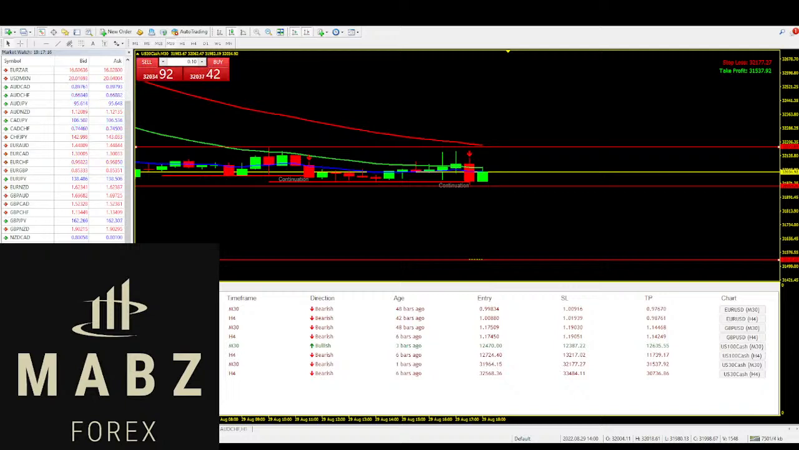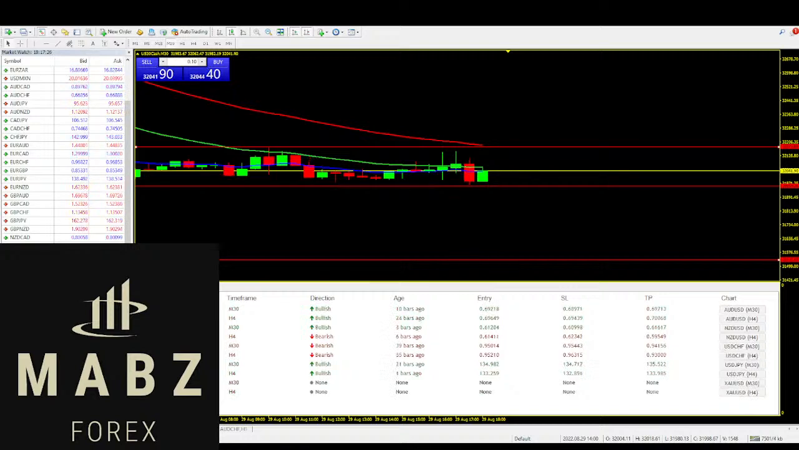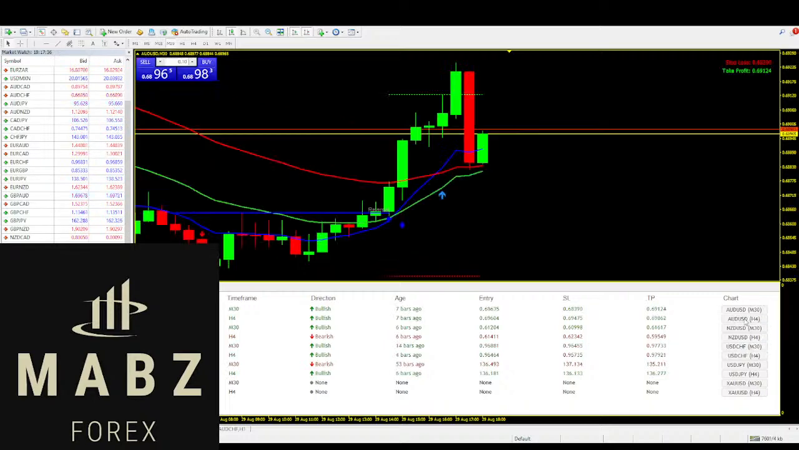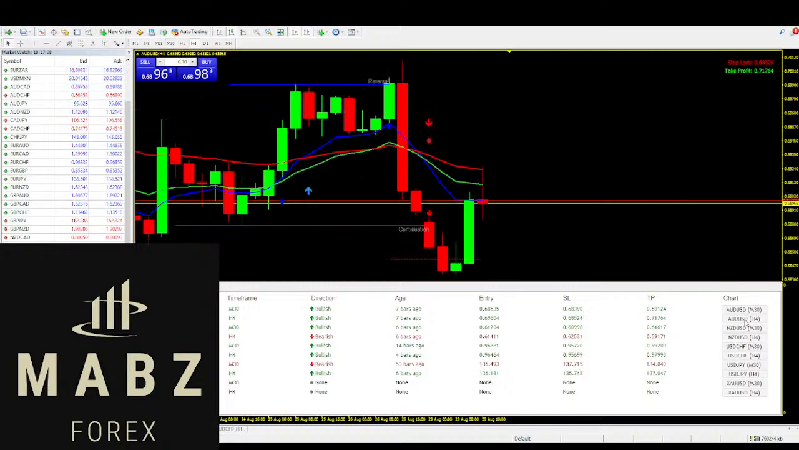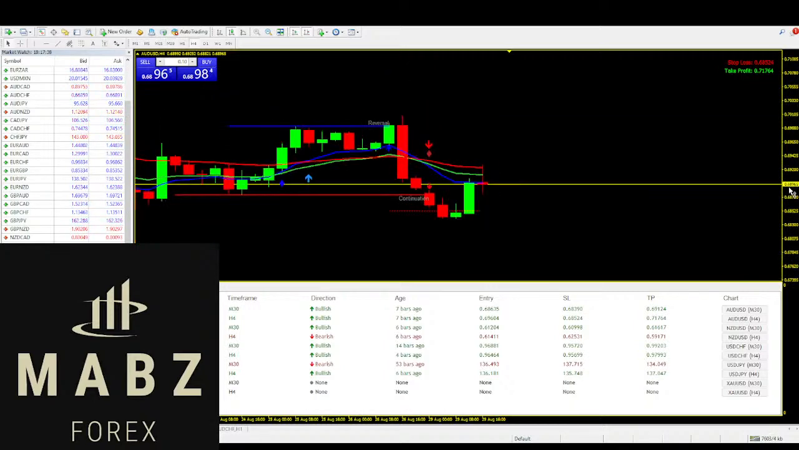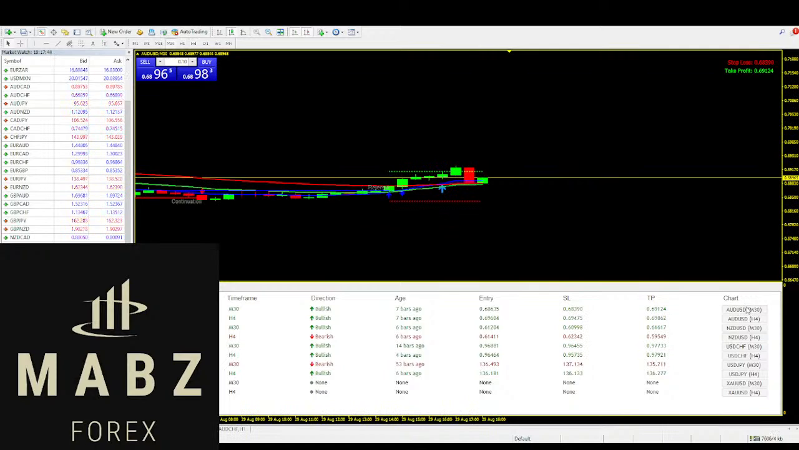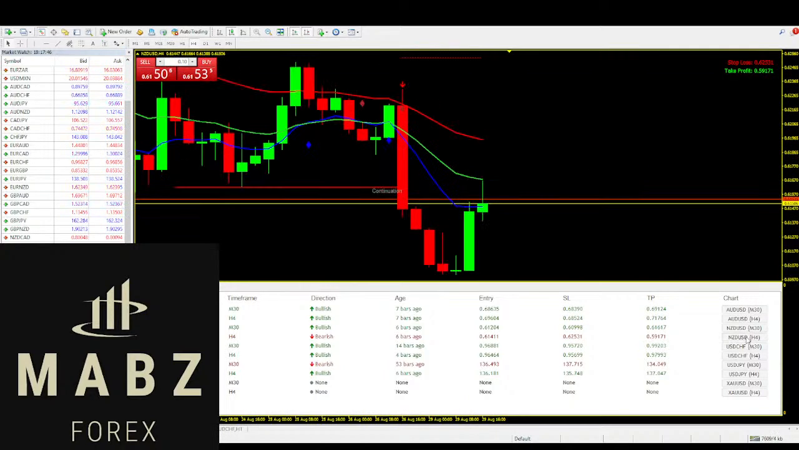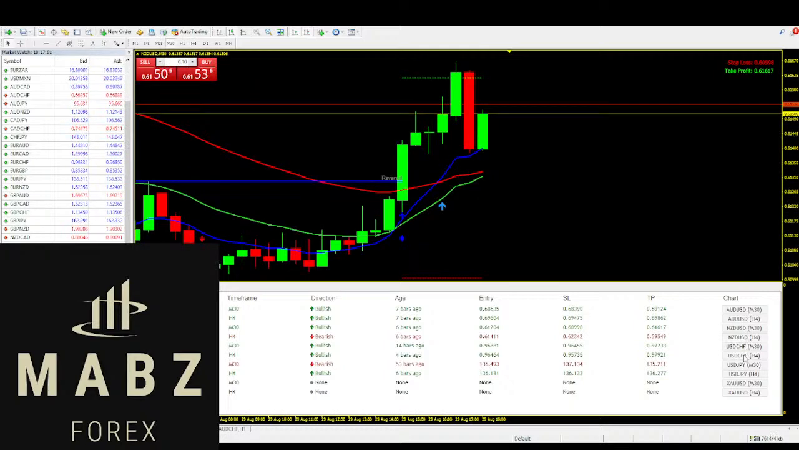Gold, USD JPY. What's the other one, guys? USD CHF. I just have to type some of these things in. You can see it just populated right now on the charts. AUD USD, no clear signal there. NZD USD, let's go. No clear signal there right now.